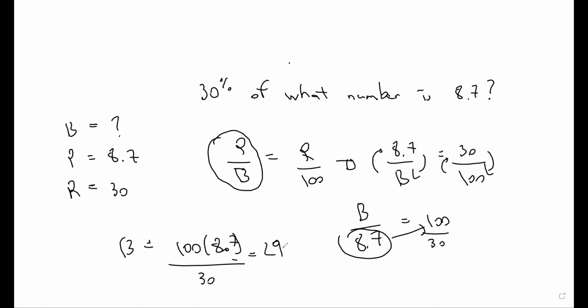In this case, that makes sense. If you re-input this into the original statement, it's saying that 30% of 29 is 8.7. So make sure you read these questions carefully.